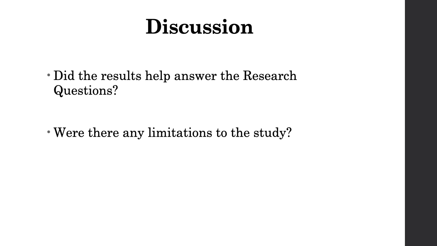So you're going to consider, did the results help answer the research questions, i.e., was the strategy effective for the participants, and were there any limitations to the study? And they're going to list that explicitly. Some things to consider with limitations, if they don't list them explicitly, would be sample size, meaning what was the number of participants in the study? Was it low? Well, then we probably can't generalize it to a whole group of people.